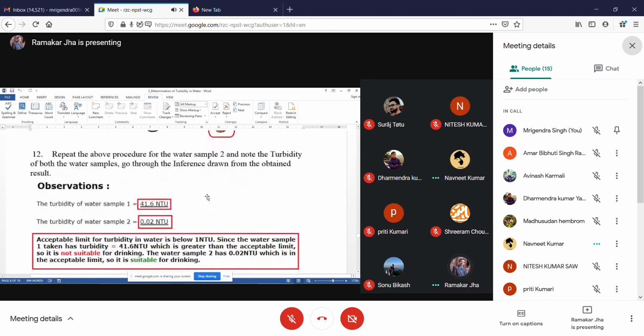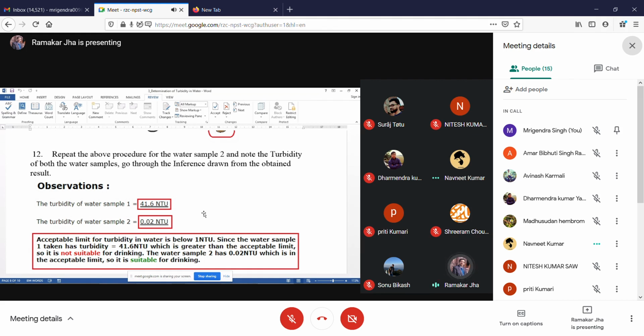Now we have two water samples. One water sample has 41.6 and the turbidity of water sample 2 is 0.02. Which one? Which we have measured as 0. So that is giving you some value when we mixed the known samples and we set it to 0, now we are getting its value 0.02. So that is a small error.